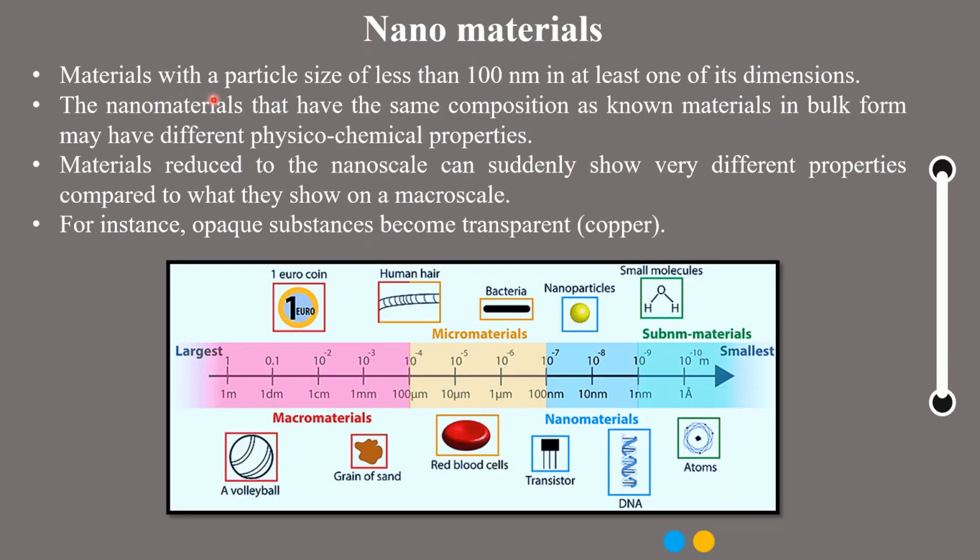Nanomaterials. Materials with particle size of less than 100 nanometer in at least one of its dimension. The nanomaterials that have the same composition as known materials in bulk form may have different physicochemical properties. Material reduced to nanoscale can suddenly show very different properties compared to what they show on the microscale. For example, opaque substances become transparent, as in copper.